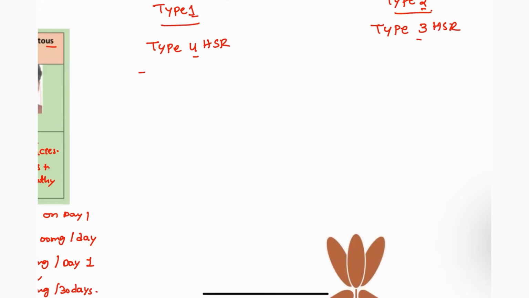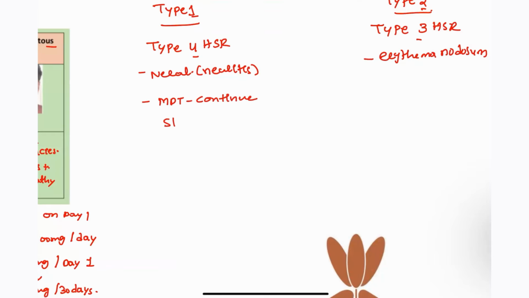Next, type 1 is due to neural involvement. So neuritis will be seen in this patient. Next, here erythema nodosum will be seen in this patient. So the difference is this one. Next, the multi-drug therapy, do you have to continue or not? You have to continue. Along with that, you have to give the steroids. So both are given for this patient.